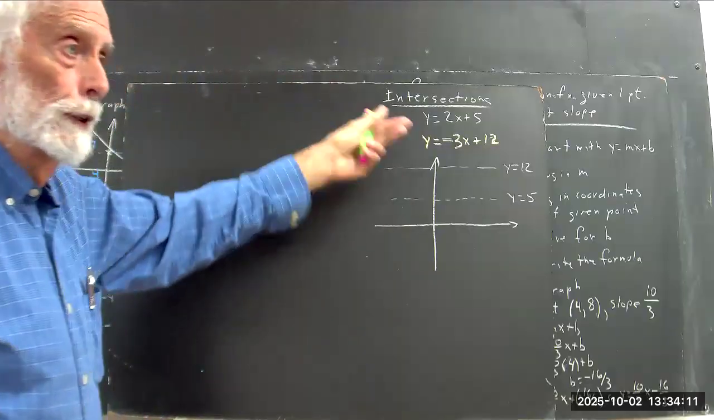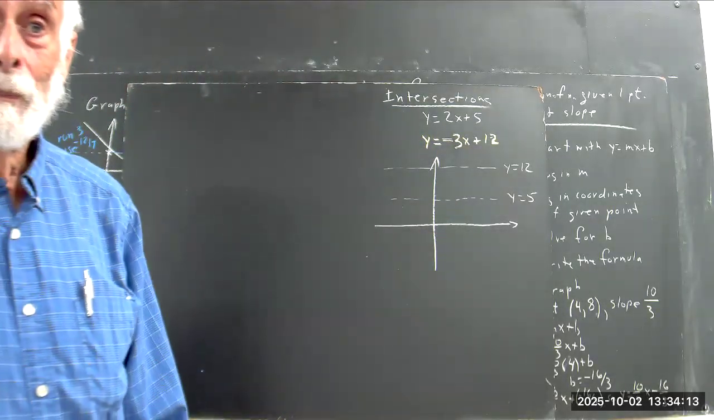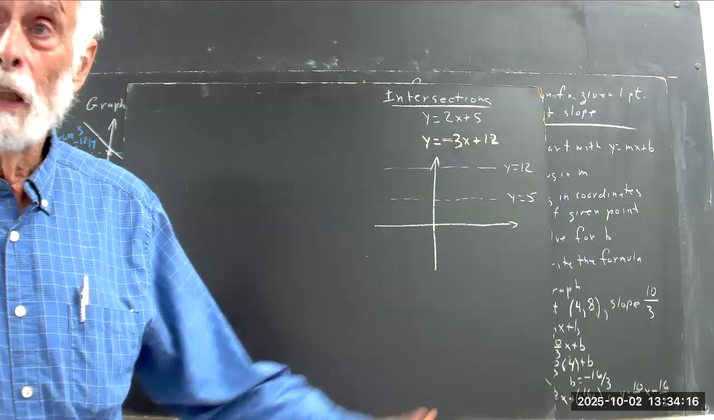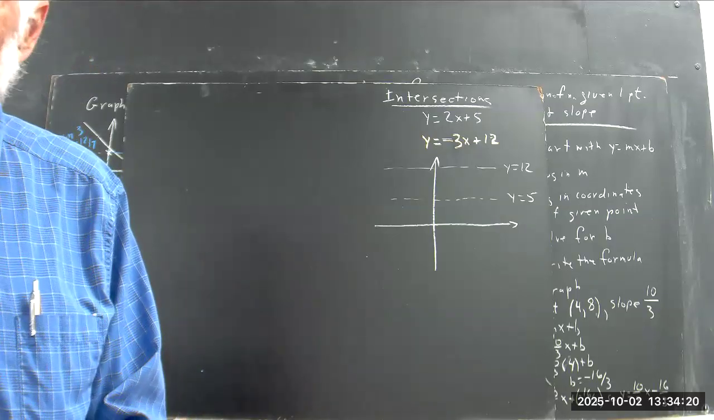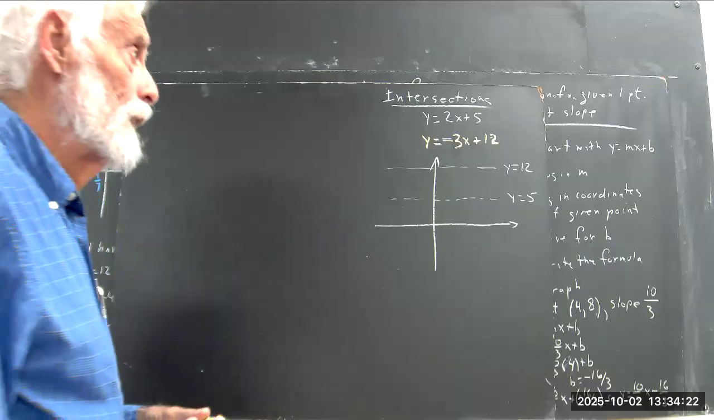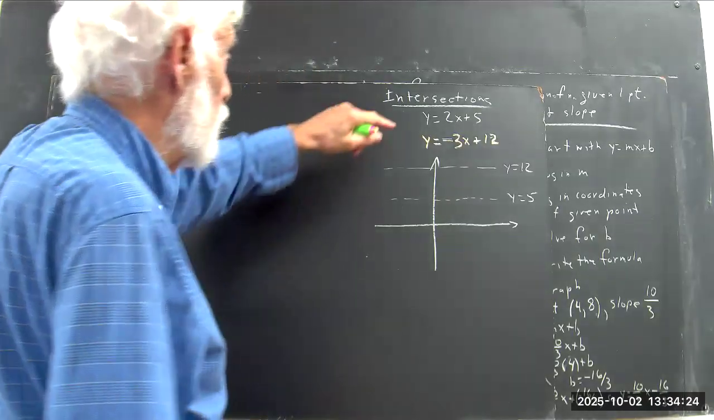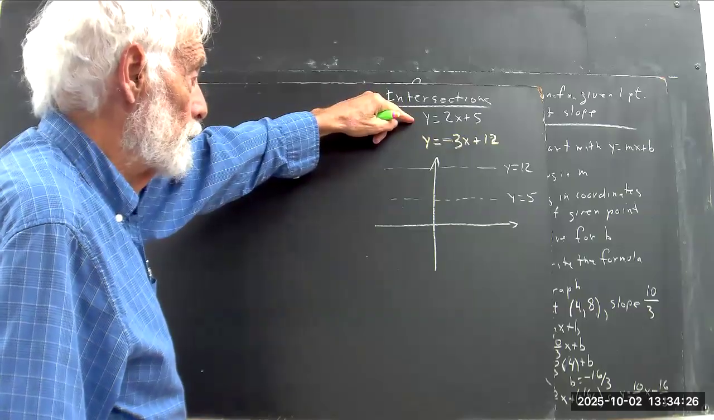Now later on, we'll intersect a straight line with a parabola. That's really not difficult, but you've got to know the quadratic formula, and I'm not sure everybody does at this point. Okay, so y equals 2x plus 5.